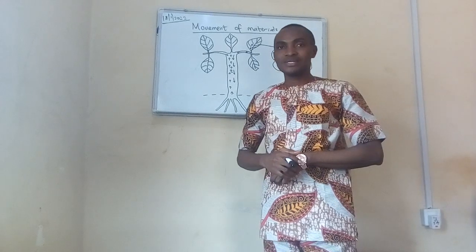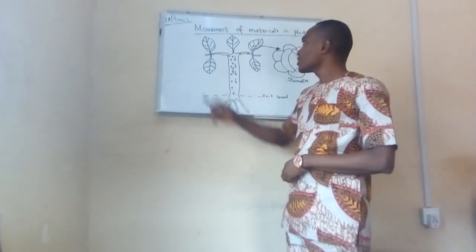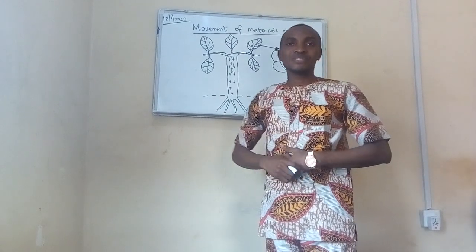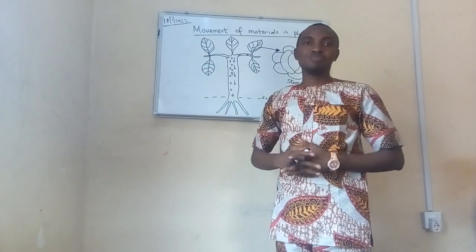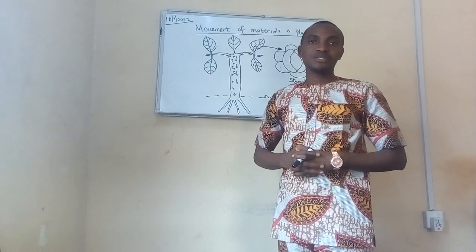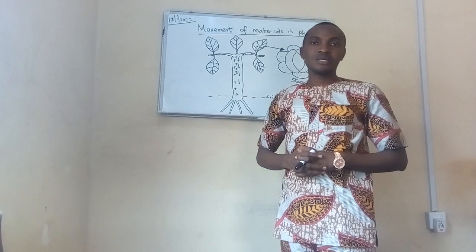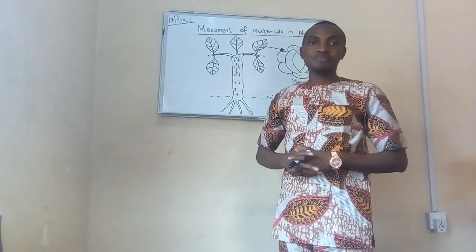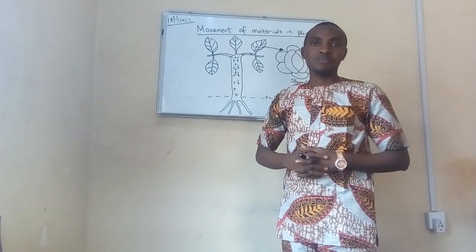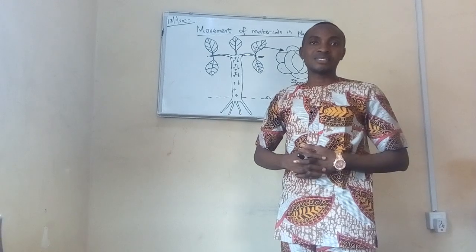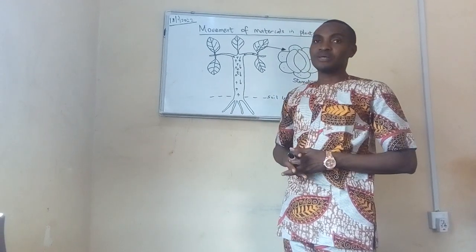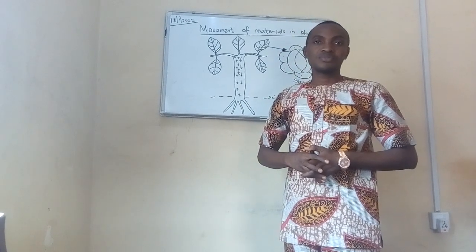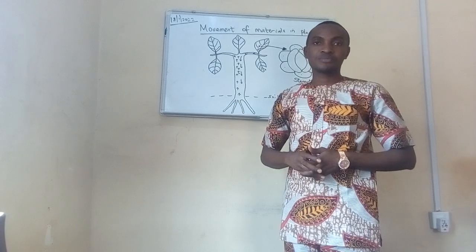Today we'll be discussing an interesting topic titled movement of materials in plants. Materials move in plants, and those materials could be in the form of ions, water, or manufactured food. For example, the manufactured food, which is starch in plants, the product of photosynthesis, moves from the phloem down to the branches, to the stem, and to the roots.